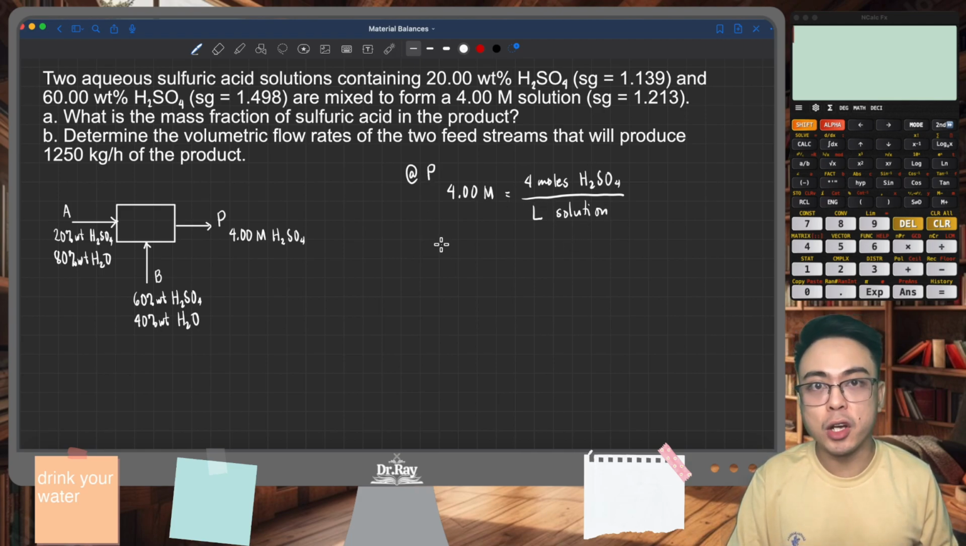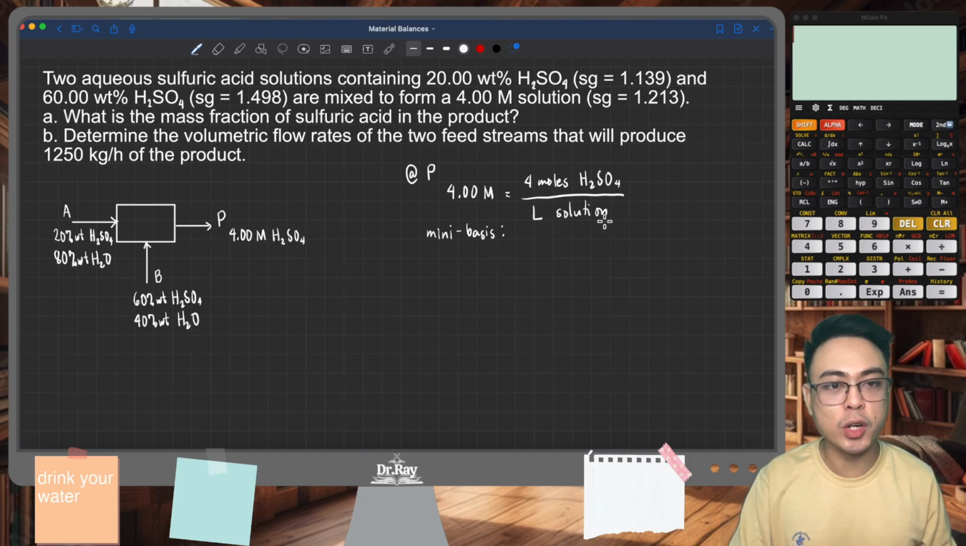Now, it's necessary for us to set a mini basis. We usually call this a mini basis, but basically, it would just be applicable for stream P. It will only be applicable for this small calculation that we are doing right now to convert molarity to percent by mass. A convenient mini basis for this is the denominator of our concentration expression, which is liters of solution. So I will say that my mini basis is 1 liter of the solution. If you have 1 liter of the solution, that also means that you have 4 moles of H2SO4.